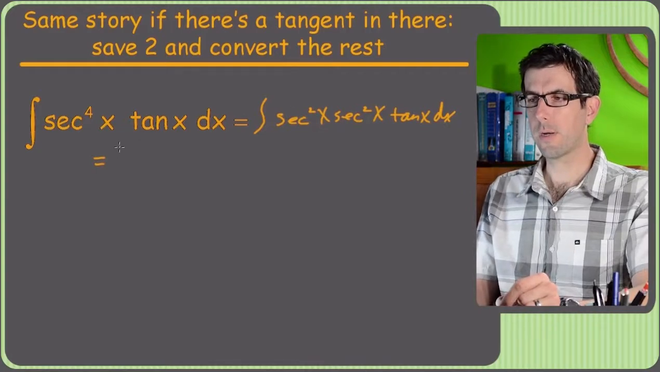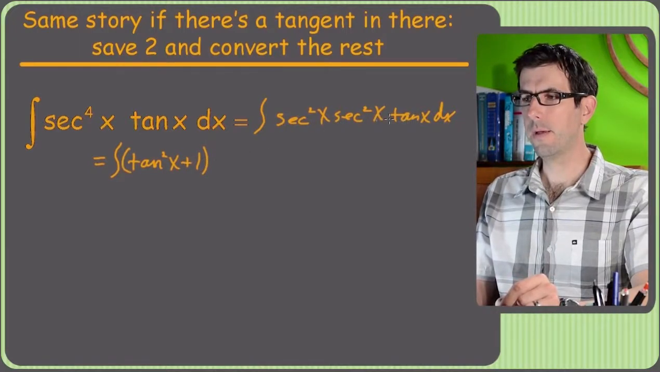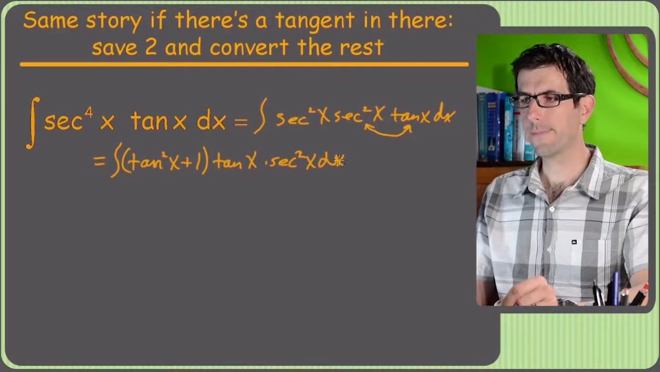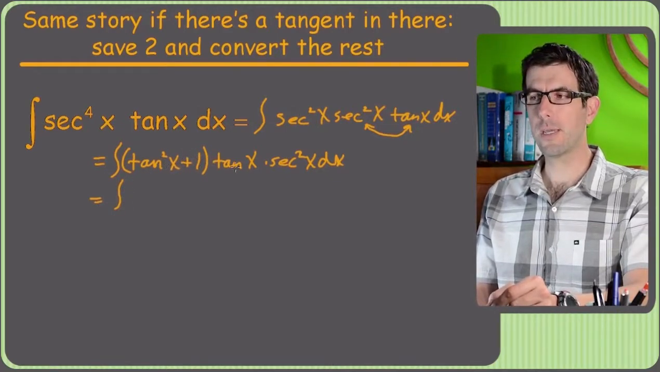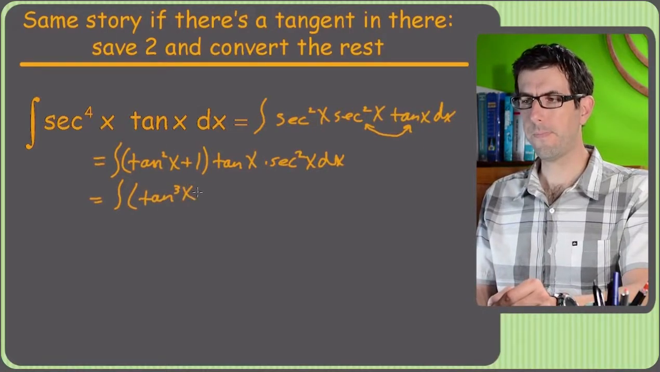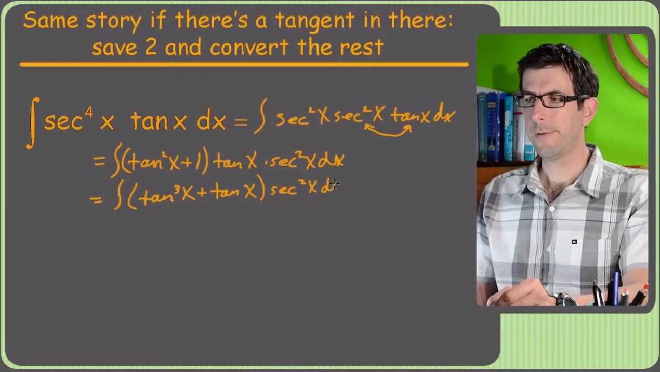So this first secant squared I'll convert to tan squared plus 1. And then I'll write down the tangent x, because I'm just going to do a little switcheroo in order to switch these two, so the secant squared goes with the dx. And finally we have the secant squared x dx. Alright, so as usual at this point, I want to distribute things out, but you know what? I'm going to do this super slow so we don't make any mistakes. First, for this next step, I'm just going to distribute this tan x into this term. So I'll get tan cubed plus tan x, secant squared x.